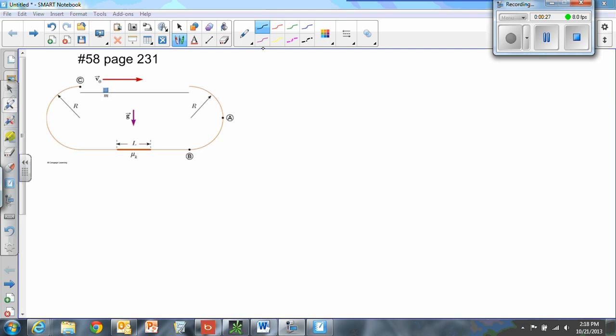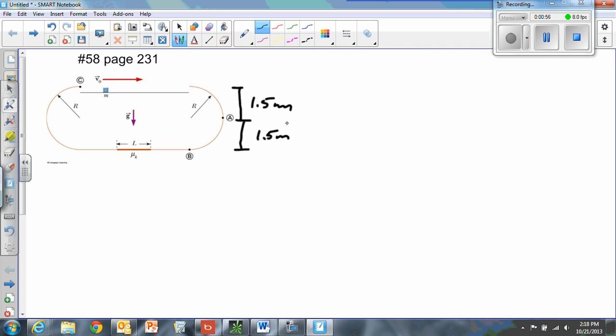The block moves along the frictionless semicircular vertical track with radius r = 1.5 meters. Determine the force exerted by the track on the block at points A and B. You'll notice this is a semicircle with radius r, and from here to here it's going to be 1.5 meters, and from here to here is going to be 1.5 meters.